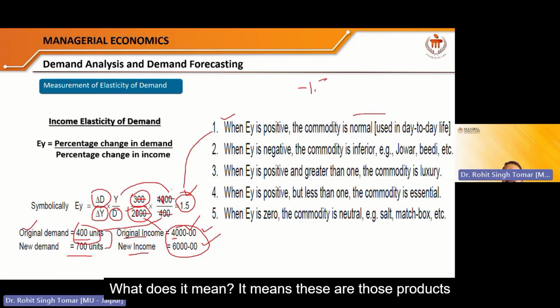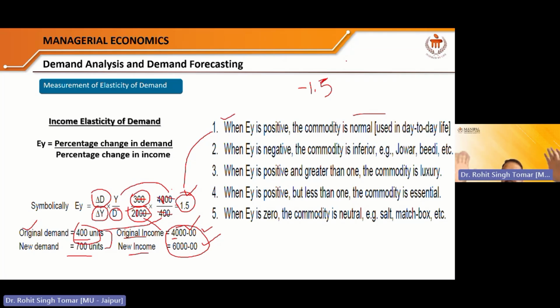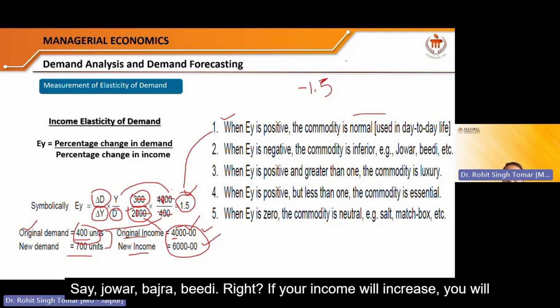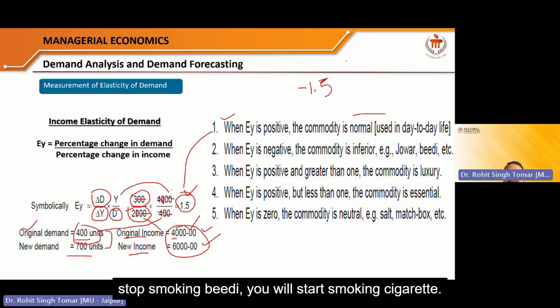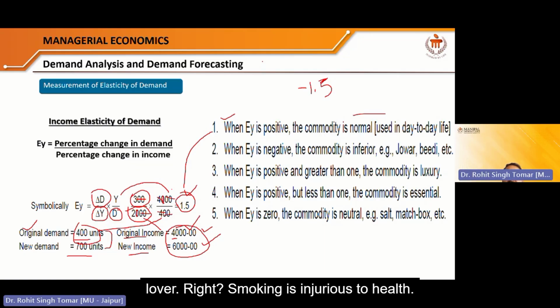What does it mean? It means these are those products whose sales has reduced with the increase in the income of the society. The income of the society has increased, but their consumption has not increased. Say jwar, bajra, bidi, right? If your income increases, you will stop smoking bidi, you will start smoking cigarette. It will increase further, you will start smoking the cigar if you are a smoking lover, right? Smoking is injurious to health, right? Okay, so this is the second case.